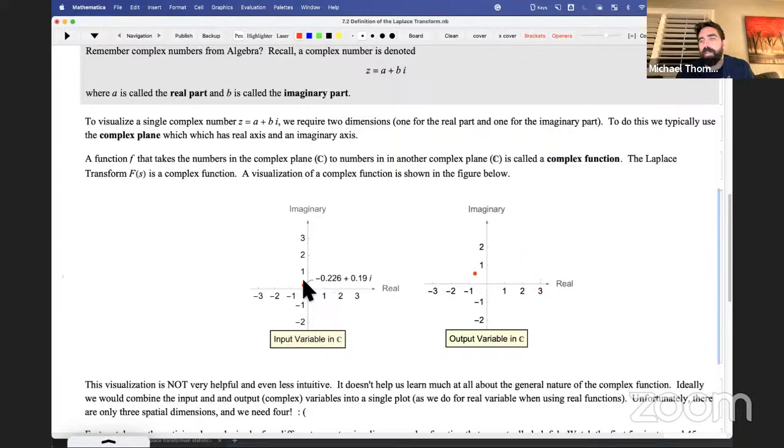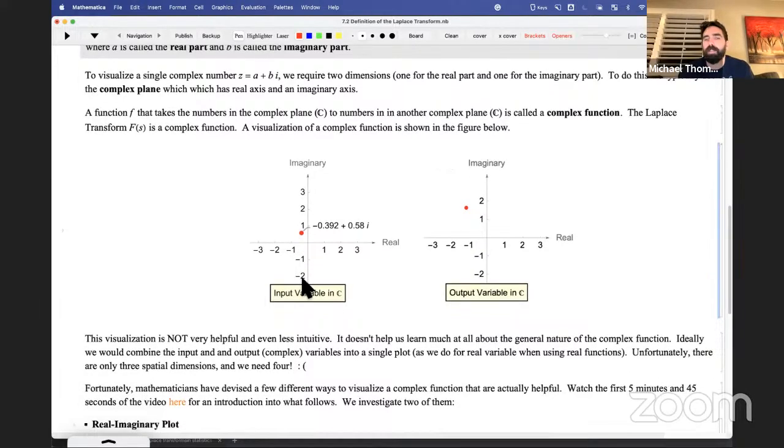Okay. So that would be one way to visualize a complex function. The problem is it's not very intuitive at all, right? It doesn't really tell you much about what the function is doing. It just seems like the output dot is moving around randomly. So it's not very helpful. And the whole point of a graph is to get something that's helpful. You can figure out the general nature of what the function is trying to tell you.